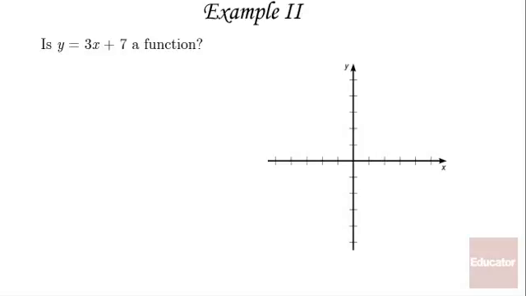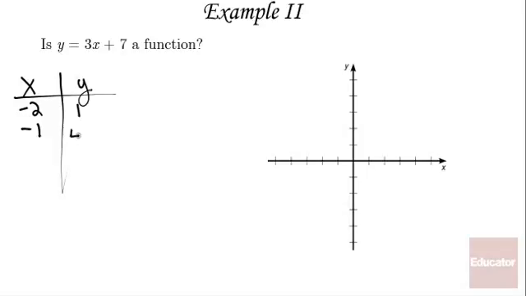Example 2. Is y equals 3x plus 7 a function? Well, one way to approach this is using the vertical line test. But in order to do that, I need to be able to graph this function. So what I'm going to do is assign some values for x, determine what y is, and generate some ordered pairs. If x is -2 and I plug it into this equation, I get -2 times 3 is -6 plus 7, so y equals 1.